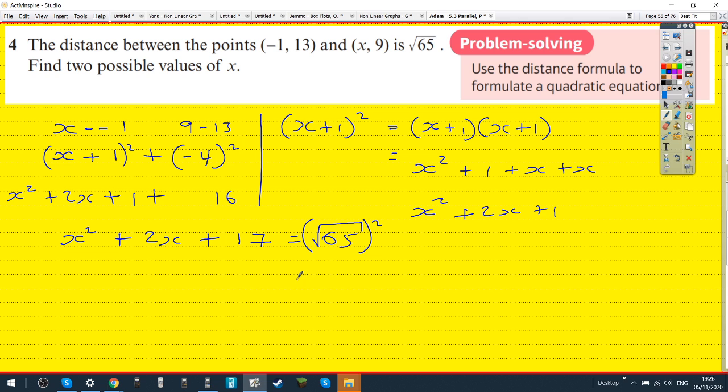So would it be written out as x squared plus 2x plus 17 equals 65? Yep. And now we go about solving it. Then do we minus 65 on both sides? Correct. So it'd be x squared plus 2x minus 48 equals 0. Mm-hmm. And then can we put it into the calculator? Yep.